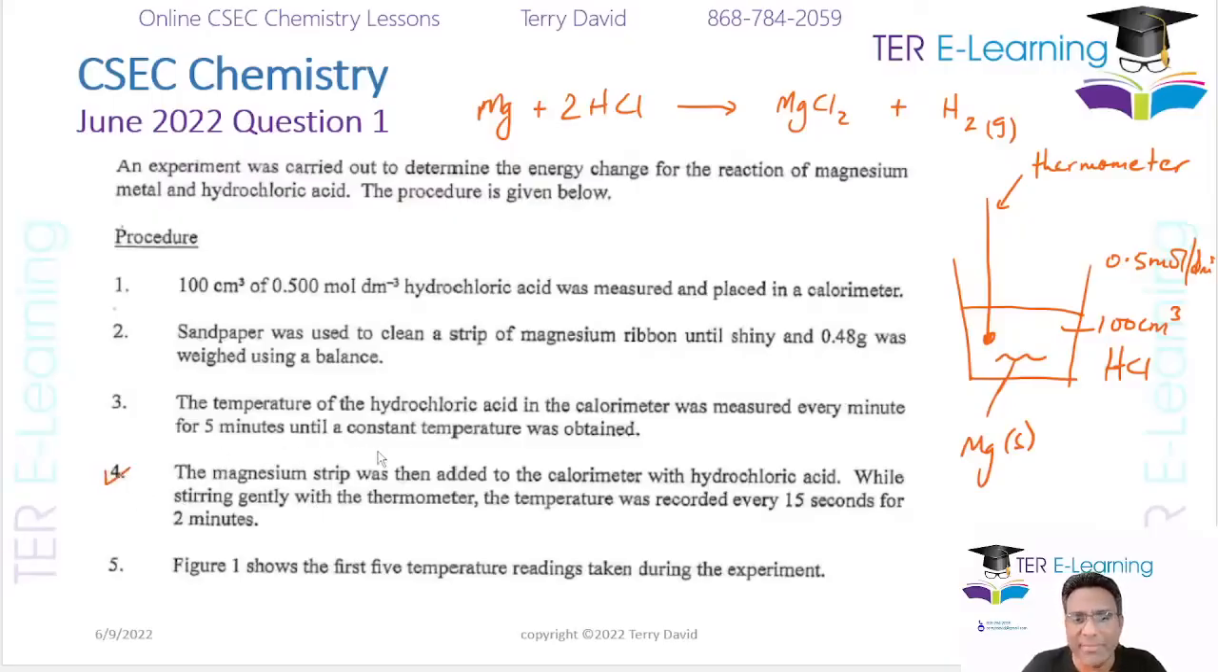Okay, so in step 4, you're adding the magnesium strip, right? But you're recording the temperature of the hydrochloric acid for 5 minutes, right? The magnesium strip was then added to the calorimeter with the hydrochloric acid. While stirring gently with the thermometer, the temperature is recorded every 15 seconds for 2 minutes. Okay, so let me understand what's happening here. Initially we had the hydrochloric acid alone inside our styrofoam cup, and you're recording the temperature every minute for 5 minutes, right? And then now we added the magnesium strip, and then you're recording the temperature every 15 seconds for 2 minutes. Figure 1 shows the first 5 temperature readings during the experiment, right?